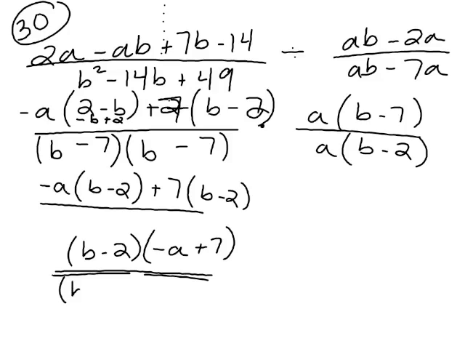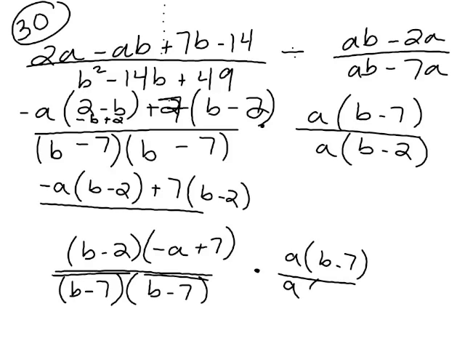Okay, then on the bottom, we had b minus 7 and a b minus 7. And bring down this other set of terms. I have a times a b minus 7 and an a times a b minus 2. Okay, where can we cancel? B minus 2, b minus 2, b minus 7, b minus 7, a and a.